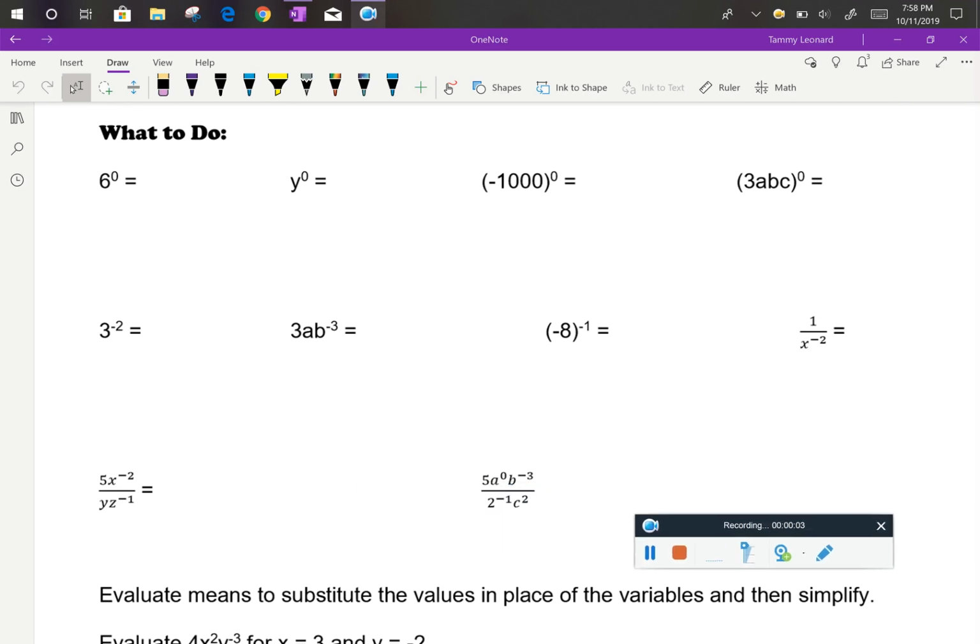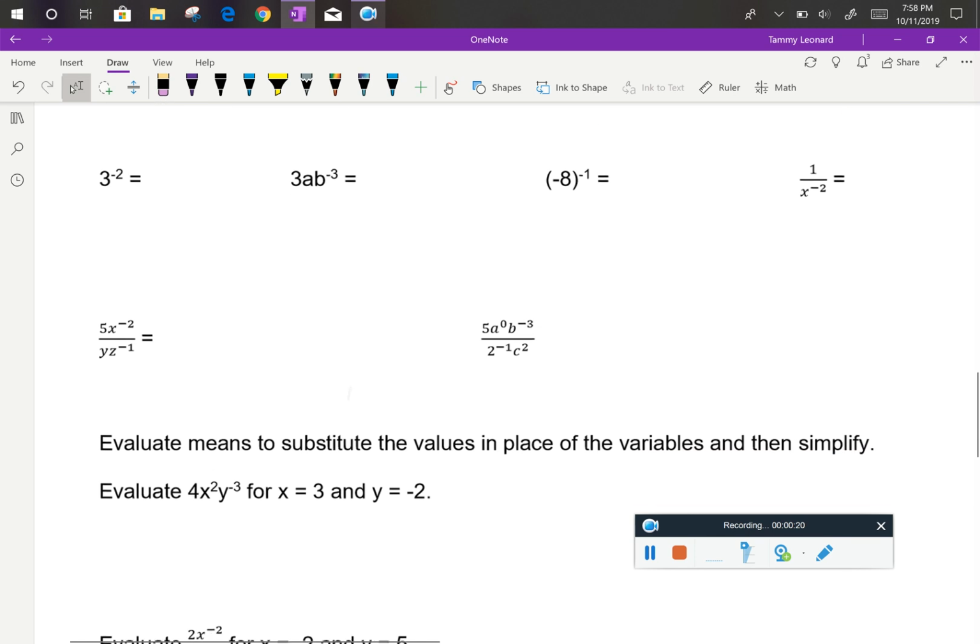Since we know that anything to the 0 power is 1, 6 to the 0 is 1, y to the 0 is 1, negative 1,000 to the 0 is 1, and even a product like 3abc to the 0 is 1. With negative exponents, we know it means to take the reciprocal.